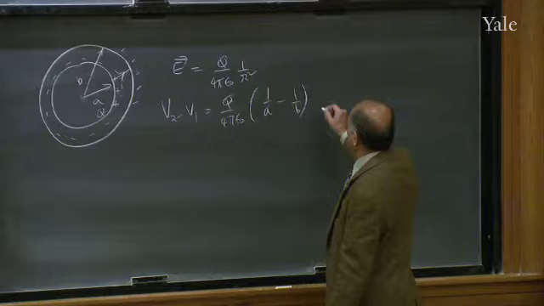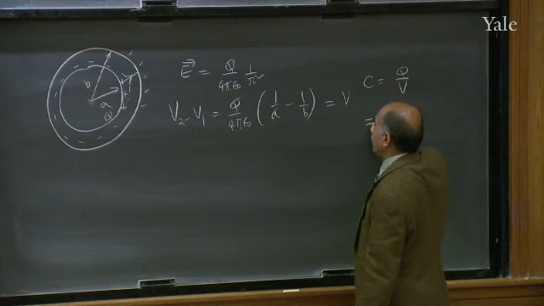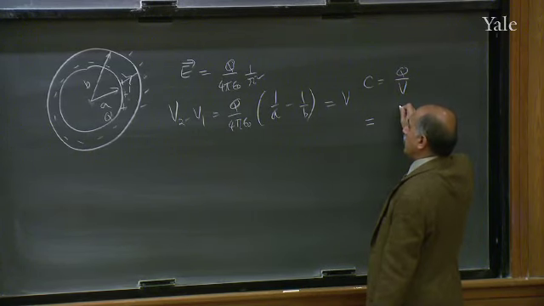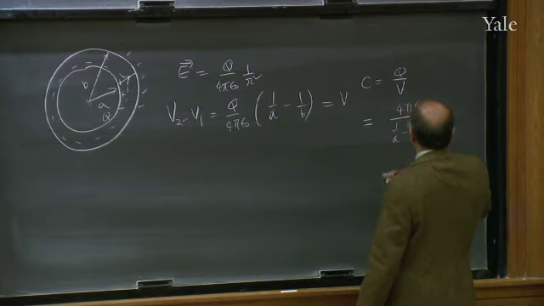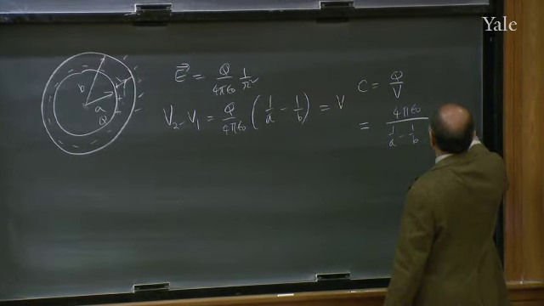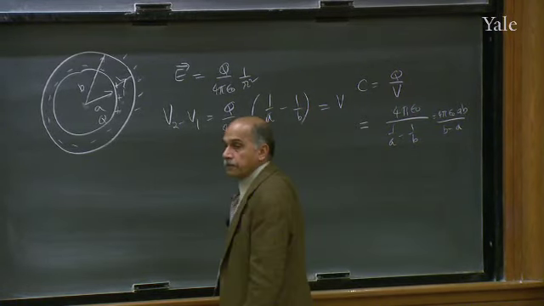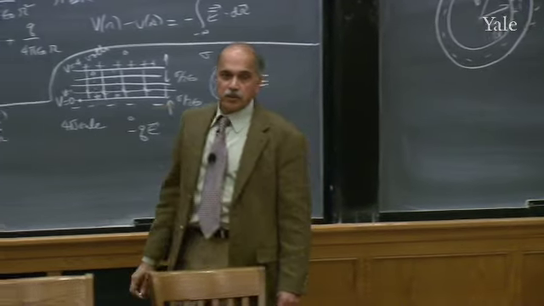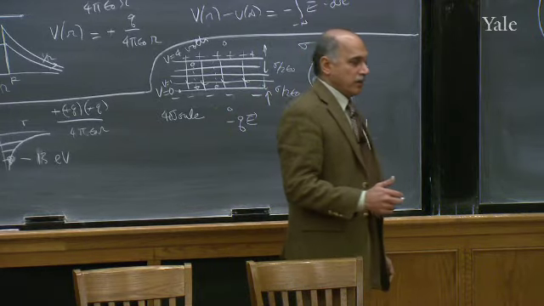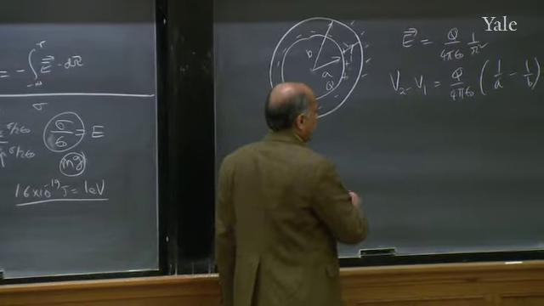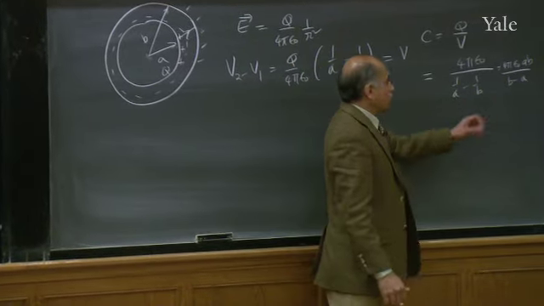Well, we are done, because this is what I call V. So capacitance is Q over V, and that's going to be 4 pi epsilon 0 divided by 1 over A minus 1 over B, which is 4 pi epsilon 0 AB divided by B minus A. So in every geometry, if they want capacitance, move charge from one guy to the other guy, find the field between them, then integrate it to find the potential. Then the potential will always be proportional to the charge. Take the ratio, and that's the capacitance.